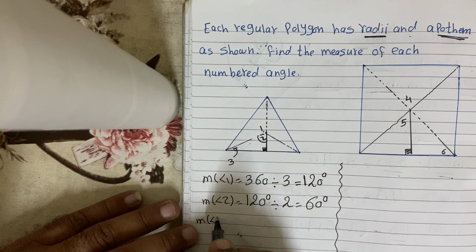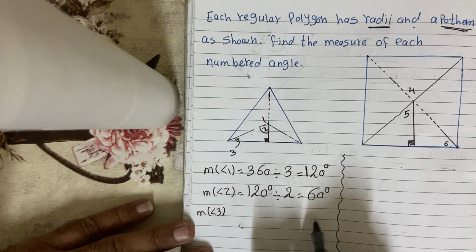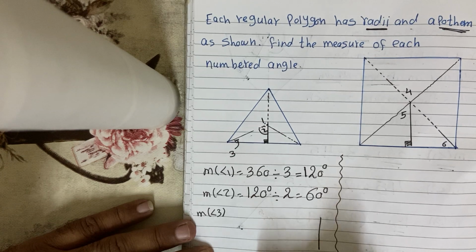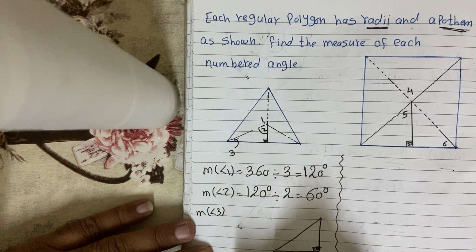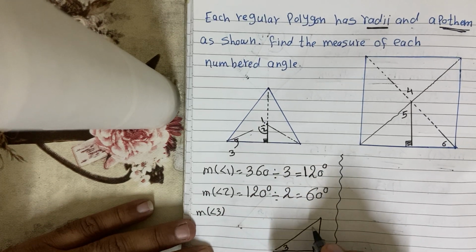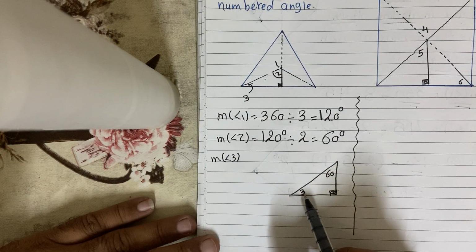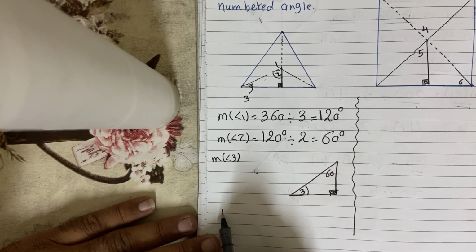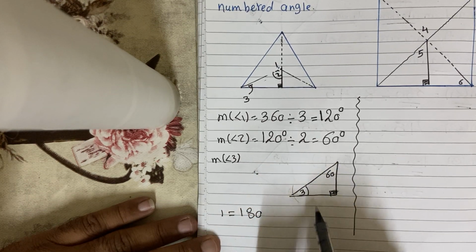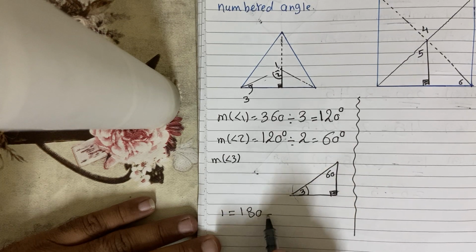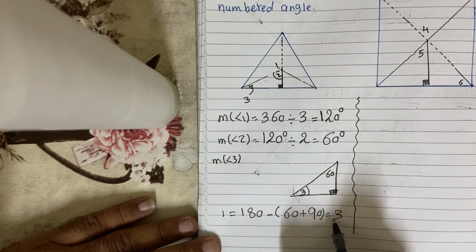What about measure of angle 3? Measure of angle 3 is inside this triangle, like that. I have a small triangle like that. This angle is 90, this angle is 3, and this angle is 60. I need to find angle 3. So measure of angle 3 equals 180, because the sum of the measures of the interior angles of any triangle is 180, minus (60 plus 90) equals 30 degrees.